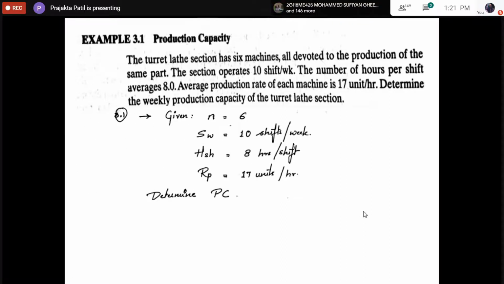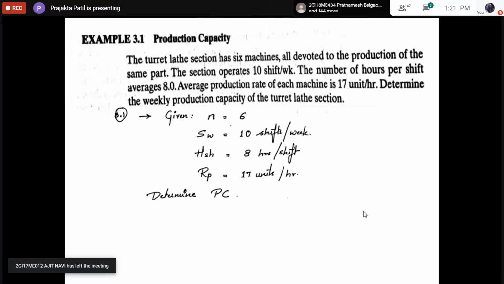So this is the given data, where N, that is number of machines, is given as 6. SW is 10 shifts per week. HSH is 8 hours per shift. RP, that is production rate, is given as 17 units per hour. So this is already the hourly production rate that is given.